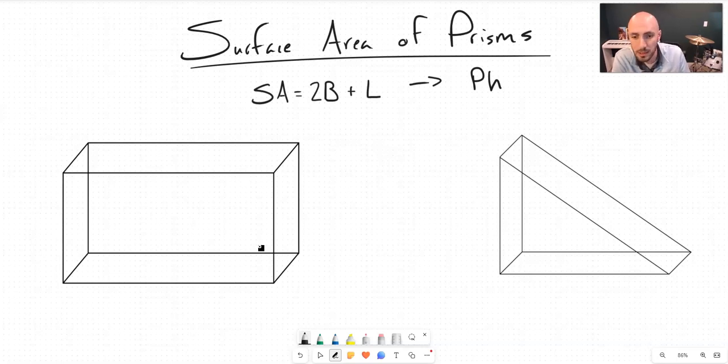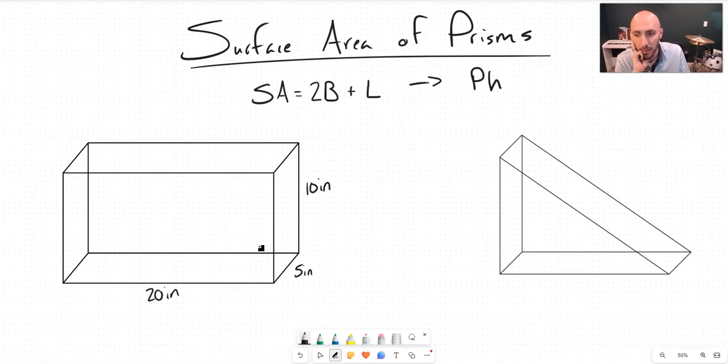So I'm going to say that this rectangular prism has a length here of 20 inches. I'm going to say that its width here is 5 inches. And I'm just going to say its height is 10 inches. So to find our surface area, we need to first find the area of the base, multiply that by 2.